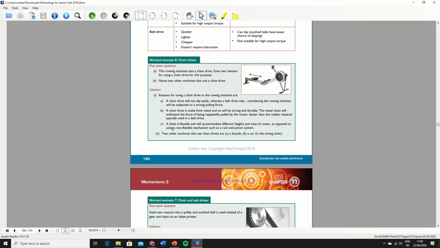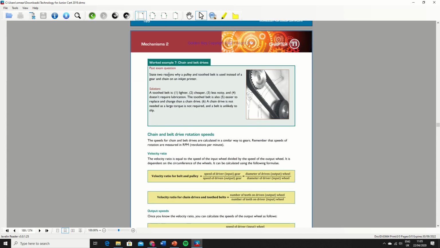And then see, a chain is flexible and will accommodate different heights and sizes of rower, as opposed to the non-flexible mechanisms such as a rack and pinion system. Okay, so they're talking about a completely different system there, so I won't worry too much about that one. So the A and B are your main 2 answers there. Okay, so 2 other mechanisms, 2 other machines that use the chain drive are a bicycle and a car. So it's straightforward enough.